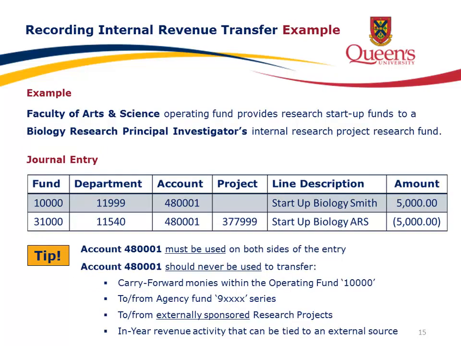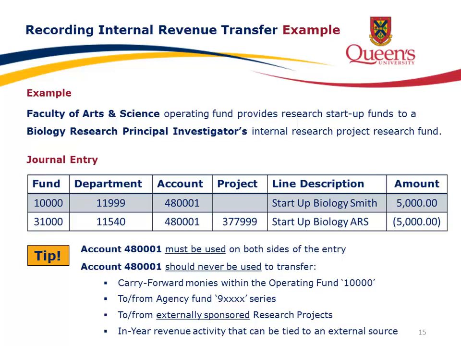For example, the Faculty of Arts and Science Operating Fund provides research startup funds to a biology research principal investigator's internal research project research fund. To record the entry, the Revenue University Funds account 480001 is used on both sides of the entry. Some important tips to remember when processing internal revenue transfers: Account 480001 must be used on both sides of the entry.